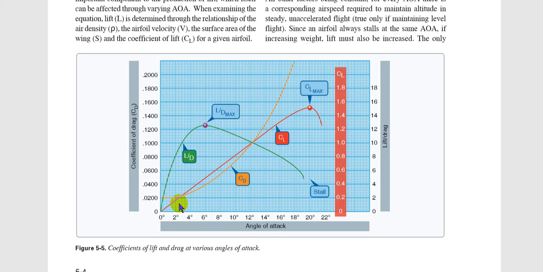So basically, the takeaway I want you to get from this is, as we increase the angle of attack from 0 to 4 degrees, 8, 10 degrees, the coefficient of lift is going to increase. Okay, so just think of it as the amount of lift that we're generating increases as we increase the angle of attack.